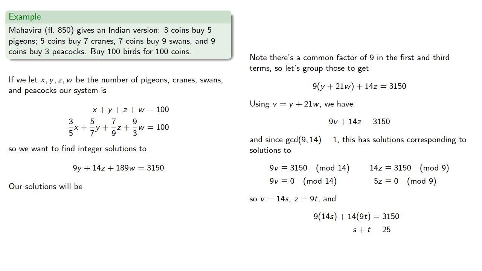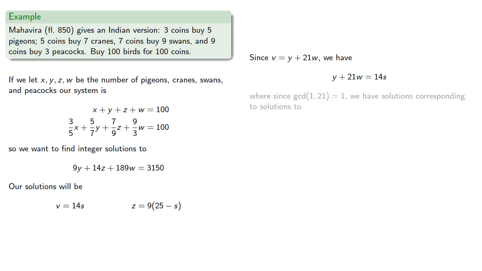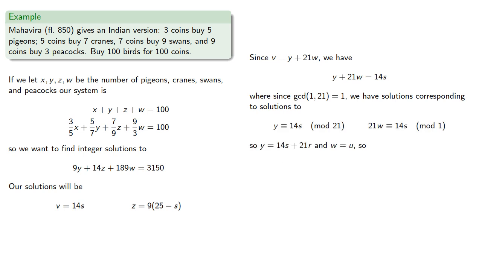Now, it doesn't matter whether we solve for s or t, but note that we'll be working with v later on. So let's go ahead and solve for t. That allows us to write our solutions this way. And so v has a simpler expression. Now remember, v was y plus 21w, so we have, where our greatest common divisor of our coefficients is 1, so we know there are solutions corresponding to the congruences. And so again, we can solve these to get.